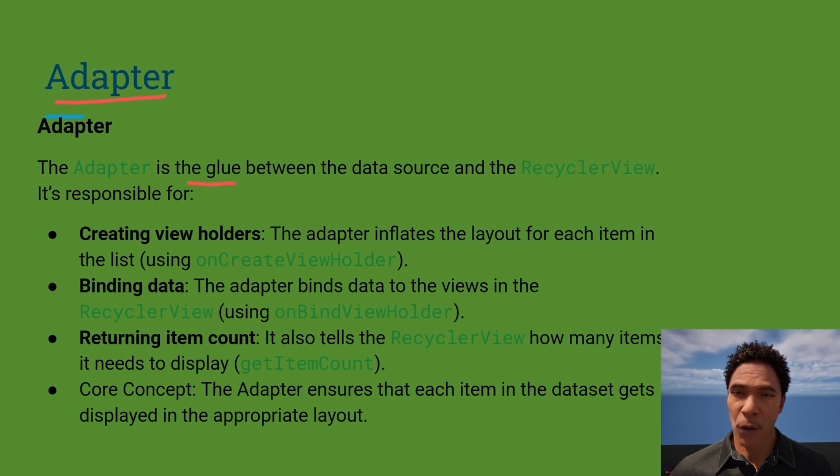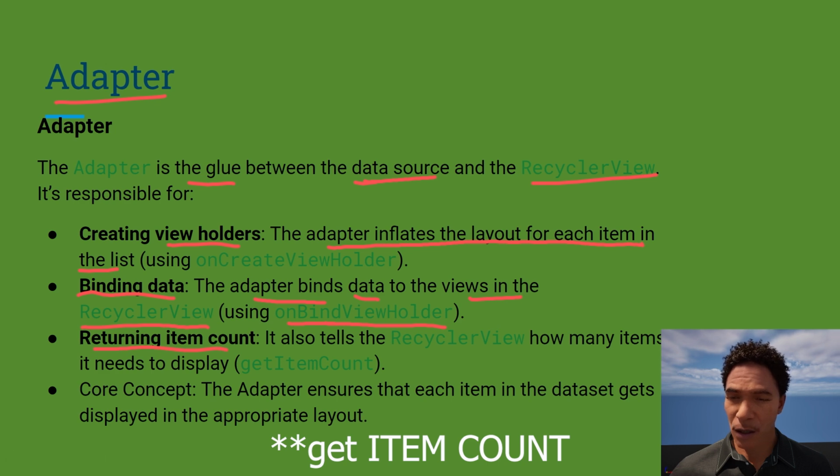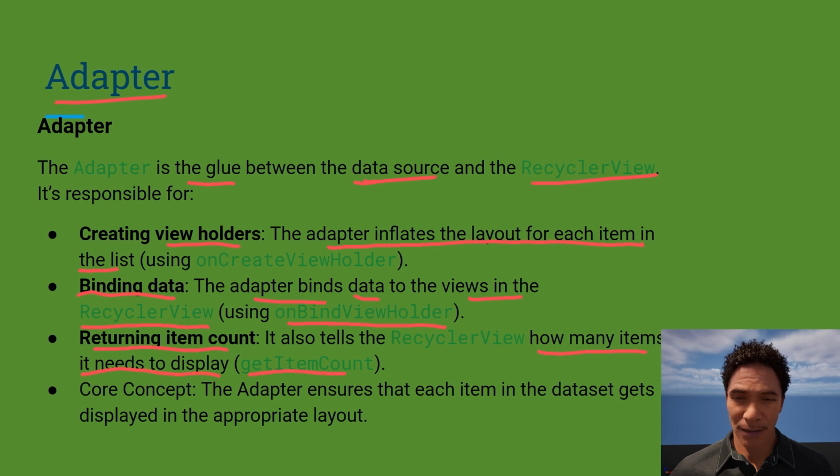The adapter. The adapter is the glue between the data source and the recycler view. It's responsible for creating view holders. The adapter inflates the layout for each item in the list. Binding data: the adapter binds data to the views in the recycler view using onBindViewHolder. Returning item count: you can use getItemCount to get how many items it needs to display. And core concepts: the adapter ensures each item in the dataset gets displayed in the appropriate layout.